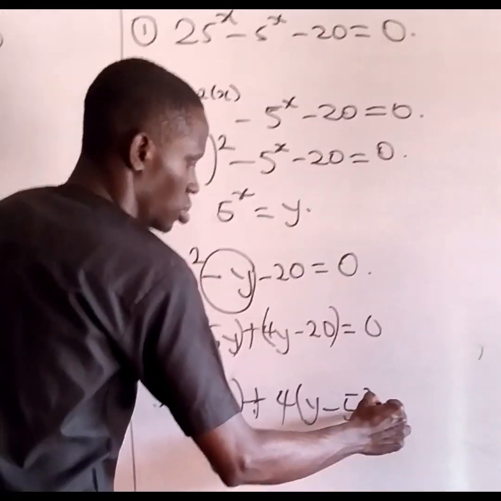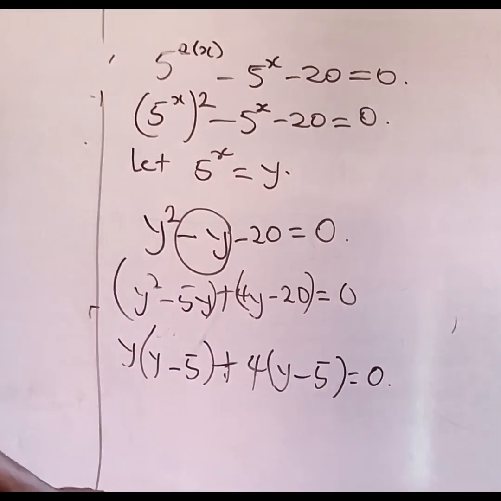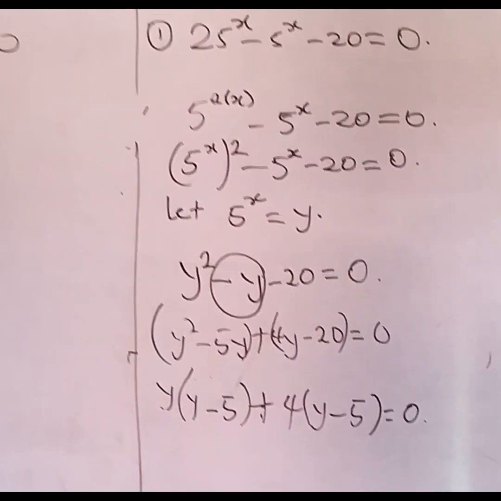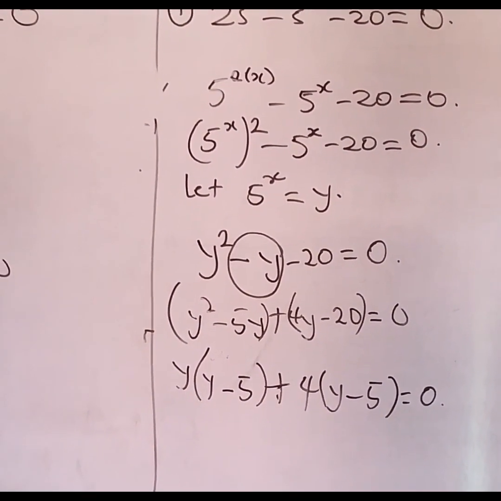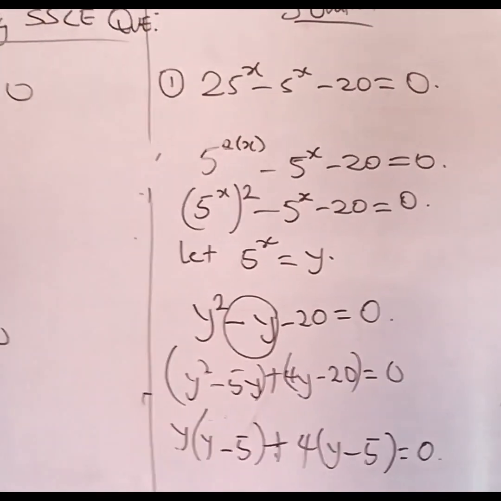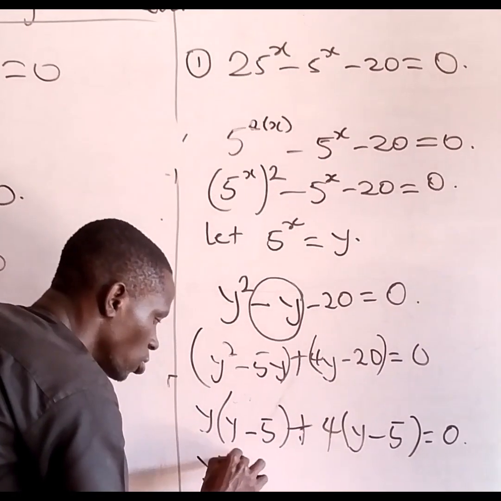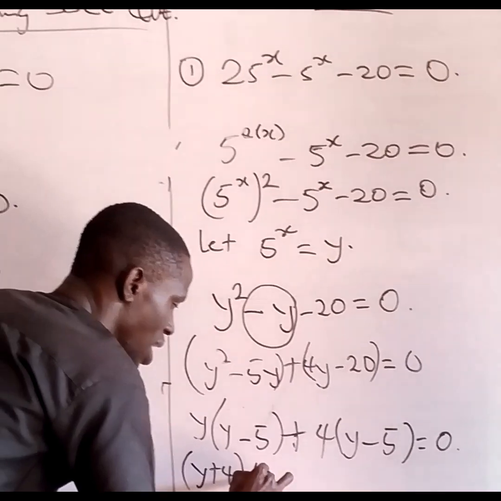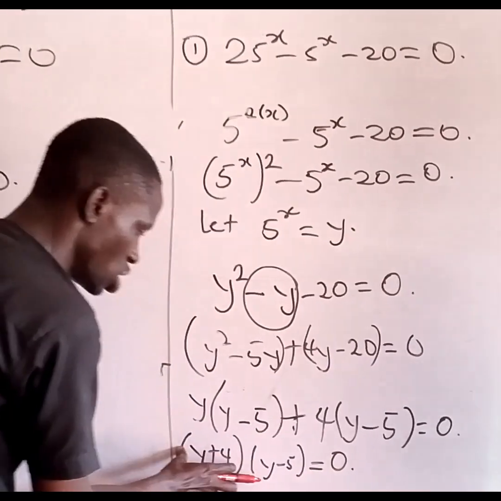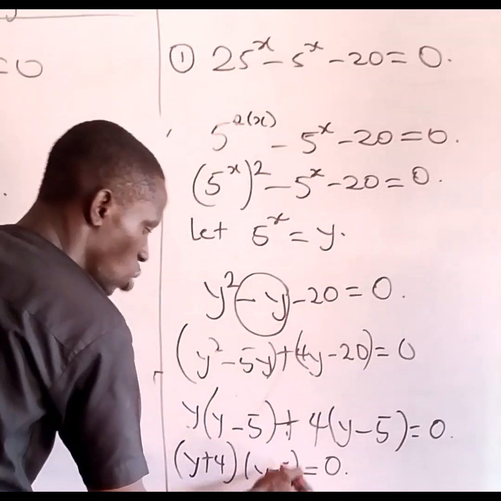So equal to 0. Now, the two numbers outside the bracket, you multiply them together to make them become 1. Then you pick one from the two in the bracket. So now you have (y plus 4)(y minus 5), and they all equal 0. So this one will equal 0, or this one will equal 0.